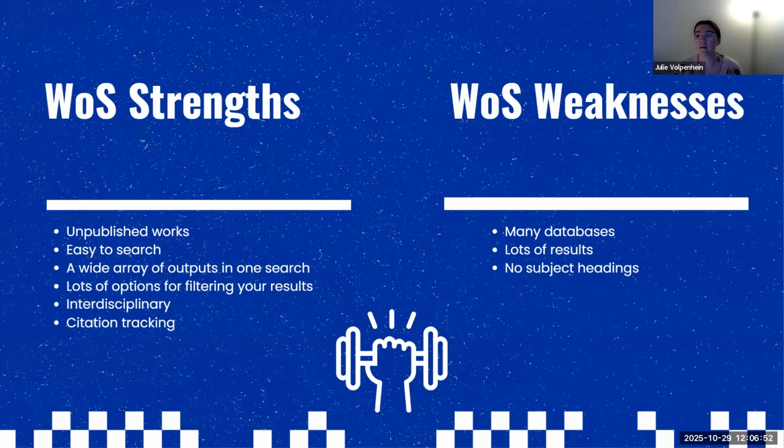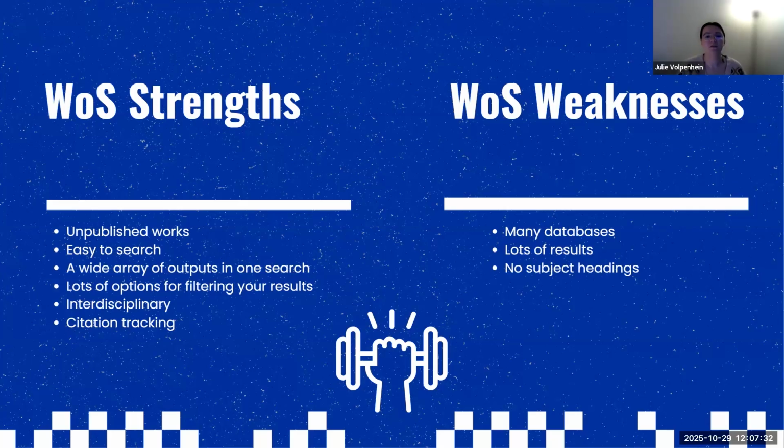A lot of the weaknesses tie back to the strengths. One weakness is that Web of Science is the overarching database, that's what we call it, but it has many other databases inside of it. So you can choose which of those you want to search, and for some people that might feel overwhelming. Similarly, because of its interdisciplinary nature and how many different types of documents it has, there can be a lot of results for a single topic. If you're in a sea of information, it can feel overwhelming to try and find the exact right one. So knowing how to use the database is really important.